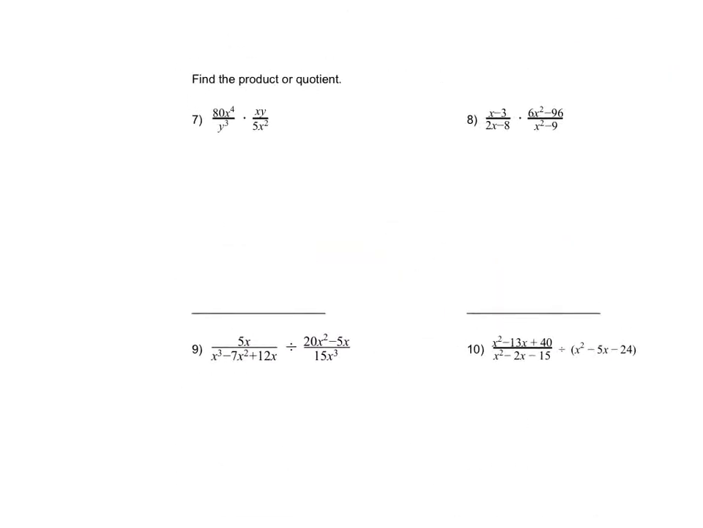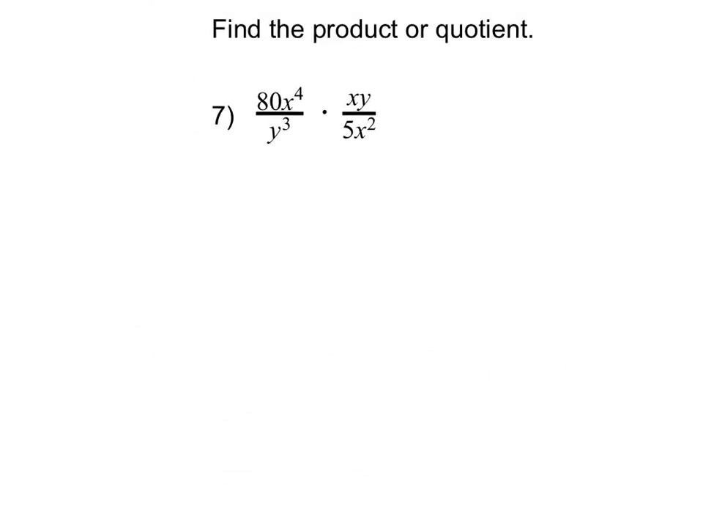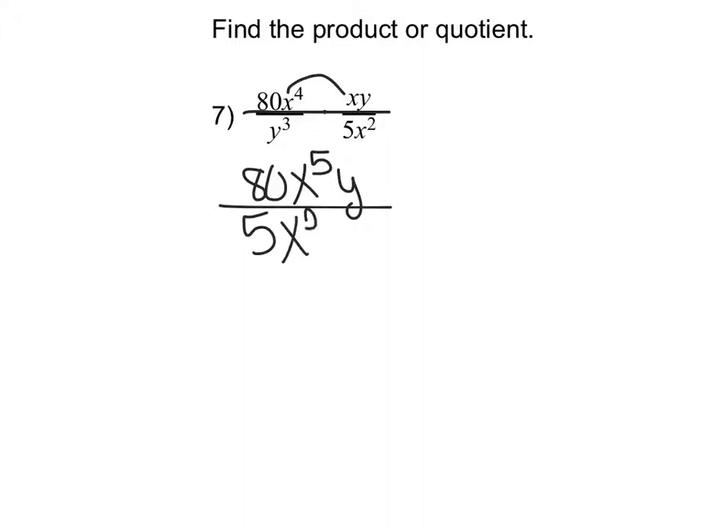Okay, so then moving on, we've got multiplying and dividing here. What I'm going to do first is put this all in one fraction, and I'm going to make my numerator one simple term. So I'm going to have 80, and I have an x to the 4th and an x to the 1st, so I'd have x to the 5th times y. And then in my denominator, I have 5x squared y to the 3rd. Then I'm going to look at it and say, I've got coefficients, I've got x's, and I've got y's, and I just need to figure out what that's actually going to be.